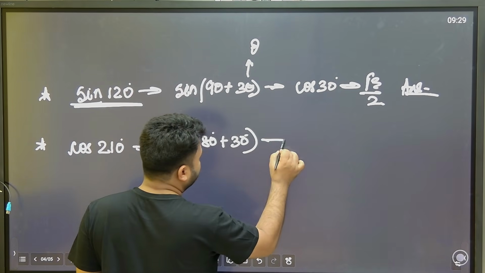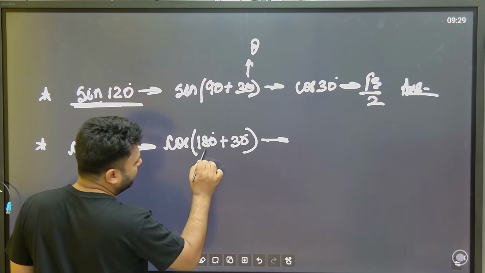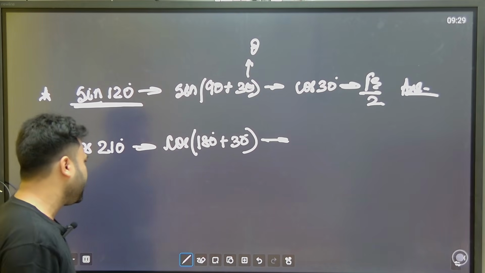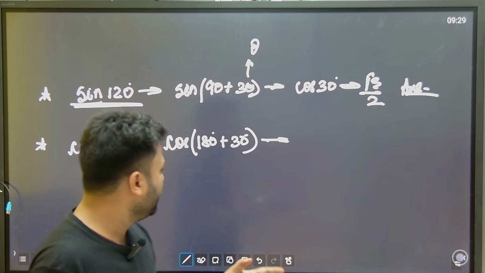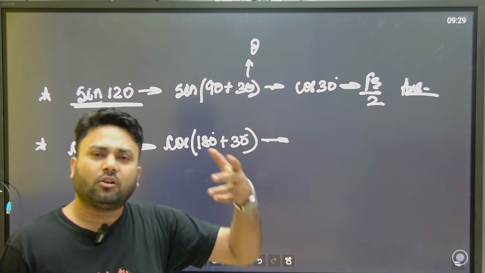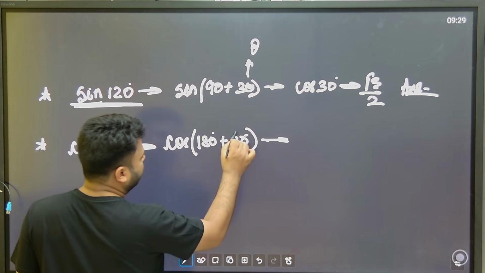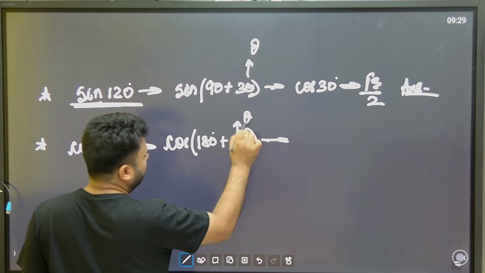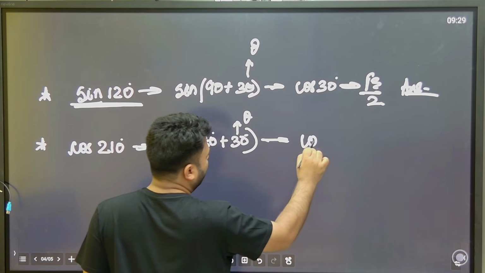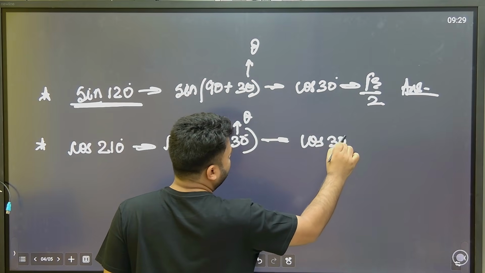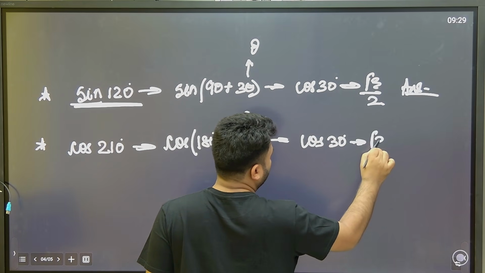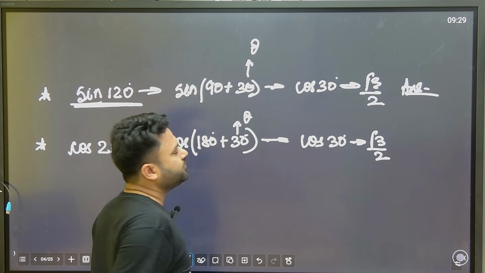Now whenever there is involvement of 180 degree, there is no change. So cos will be cos only. Means cos of 180 plus theta, this is our theta, will be equal to cos theta only. So cos 30 degree, again root 3 by 2.